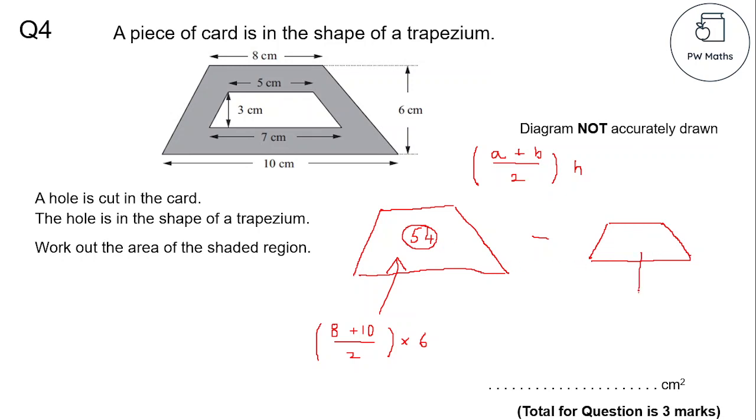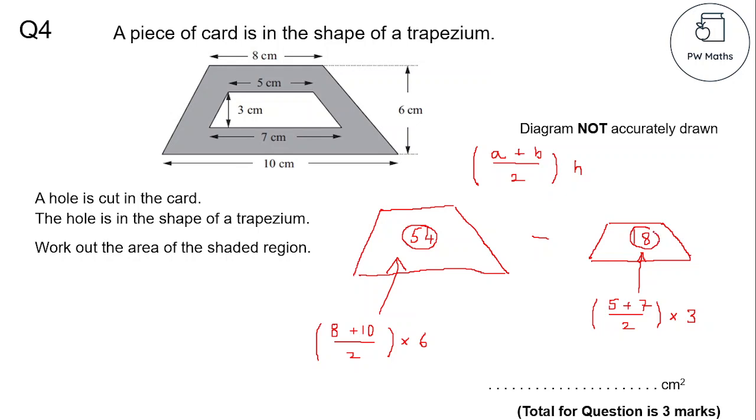And then the smaller trapezium, again I'll use a plus b over 2 times h. A, 5, b, 7, those are the 2 parallel sides. 5 add 7, or 7 add 5 if you like, divided by 2, times the vertical height between them, which is a 3, giving me an answer of 18.